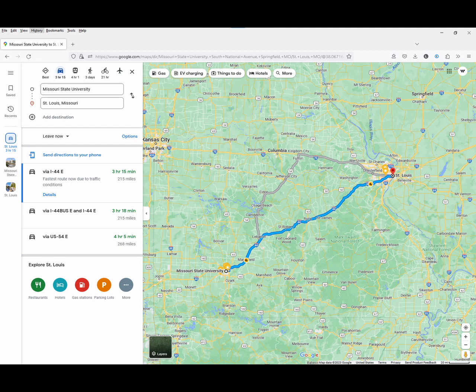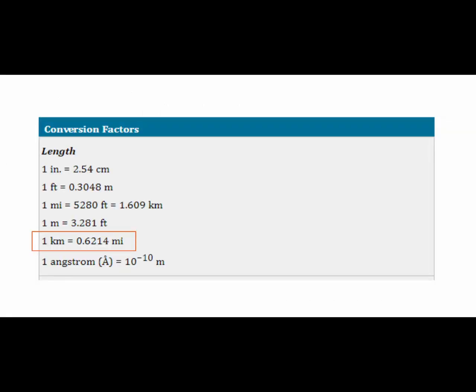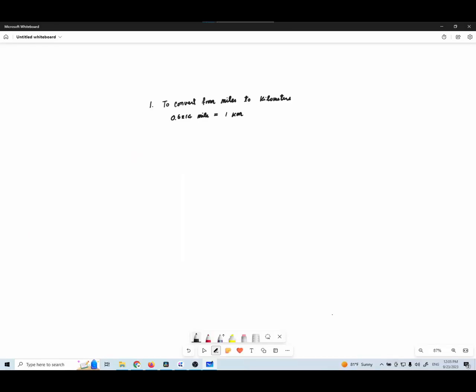From Google Maps, you can see that the distance is 215 miles. From the end of your ebook, you can find a table of conversion factors, from which you can see that 1 kilometer is equal to 0.6214 mile. In other words, it takes 0.6214 mile to make 1 kilometer. So 215 miles will be equal to 215 divided by 0.6214, and that'll be equal to 346 kilometers.